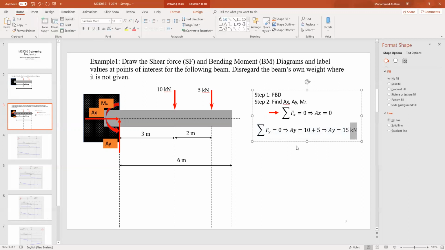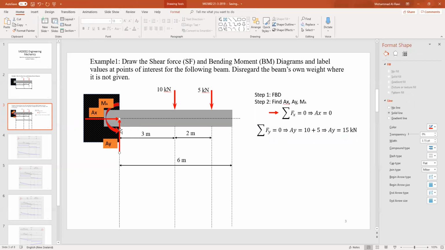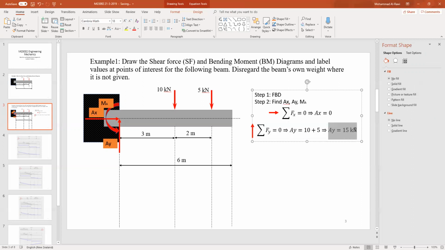So again, to make it clear why I assume this positive, I'm not going through the steps of this because we have done previous examples. You can watch them on YouTube. But just telling you everything going upwards is positive. So Ay is positive, and these ones are going downwards, so therefore I put them negative. So now we have identified Ay, and also we found Ax.